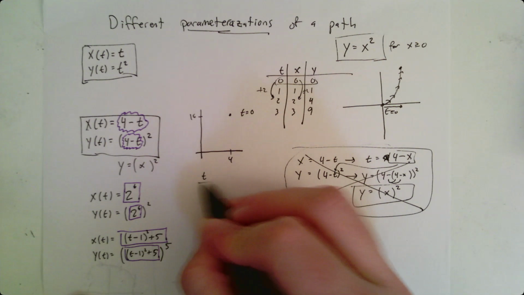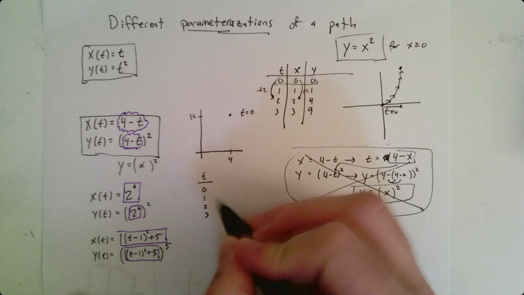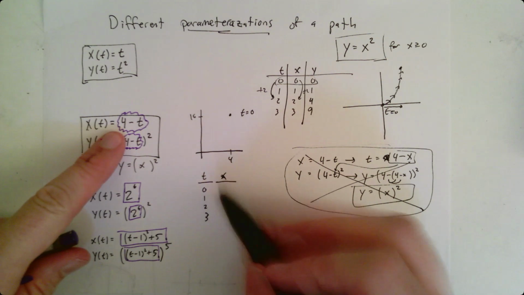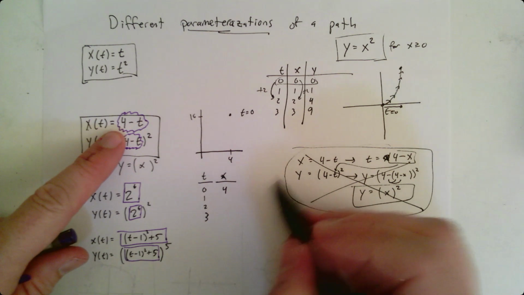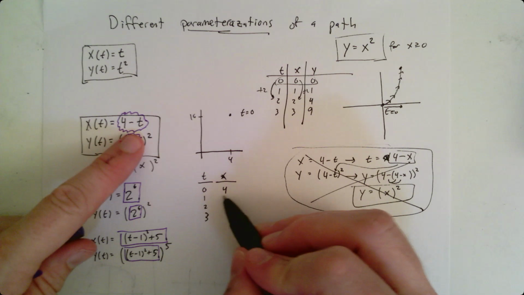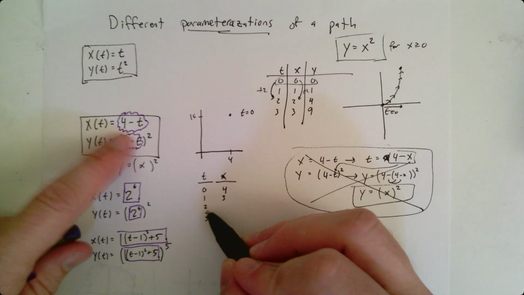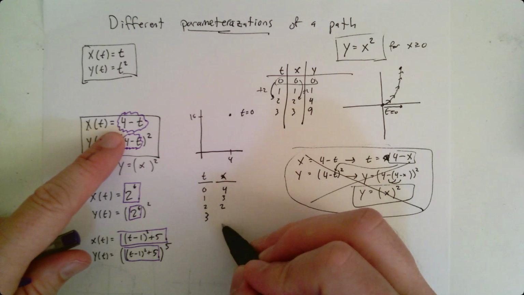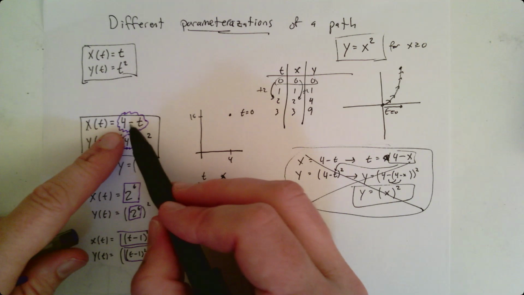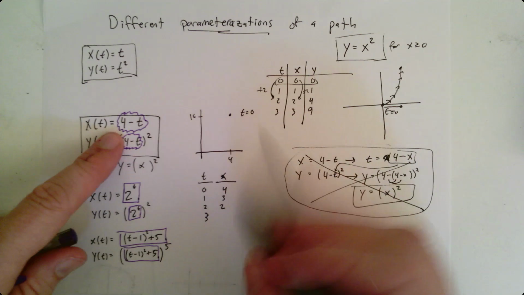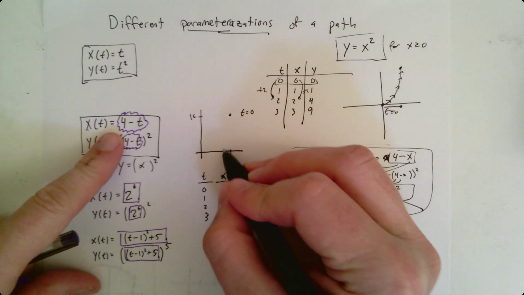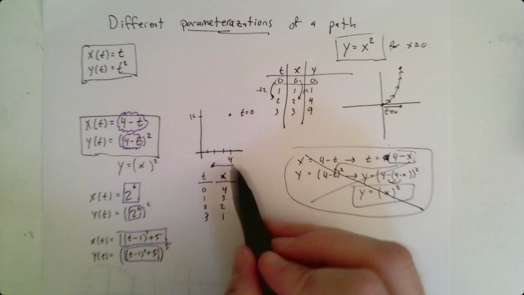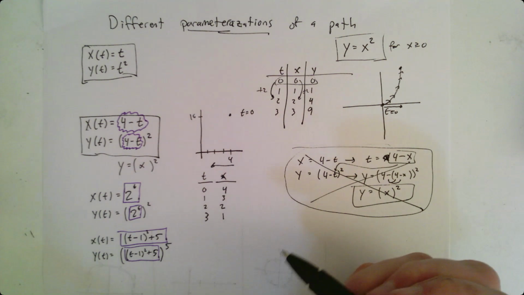Okay, what happens as t goes from 0 to 1 to 2 to 3? Let's just think about the x-coordinates first. When t was 0, I had an x-coordinate of 4. When t is 1, I'll have 4 minus 1 is 3. When t is 2, I'll have 4 minus 2 is 2. And in general, the larger t gets, the smaller x is going to get, because I have 4 minus a larger and larger thing. I'll have 4, 3, 2, 1. So as time goes up, my x-coordinates are moving to the left at a constant rate.